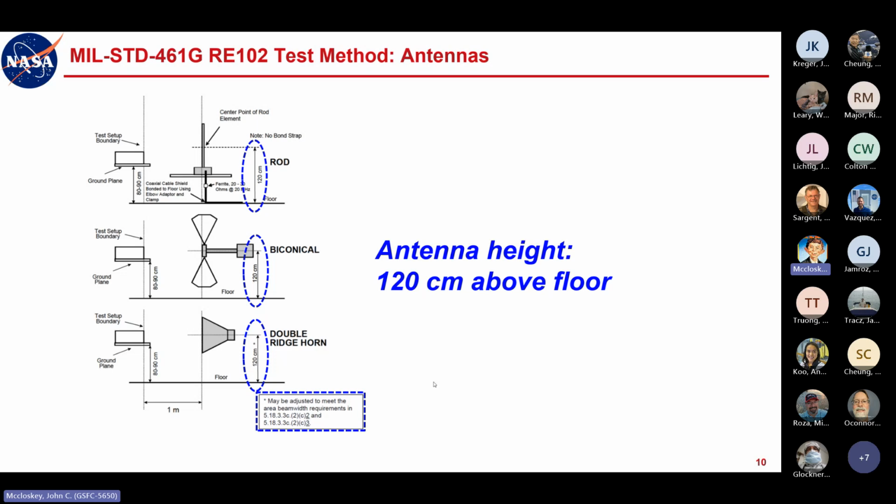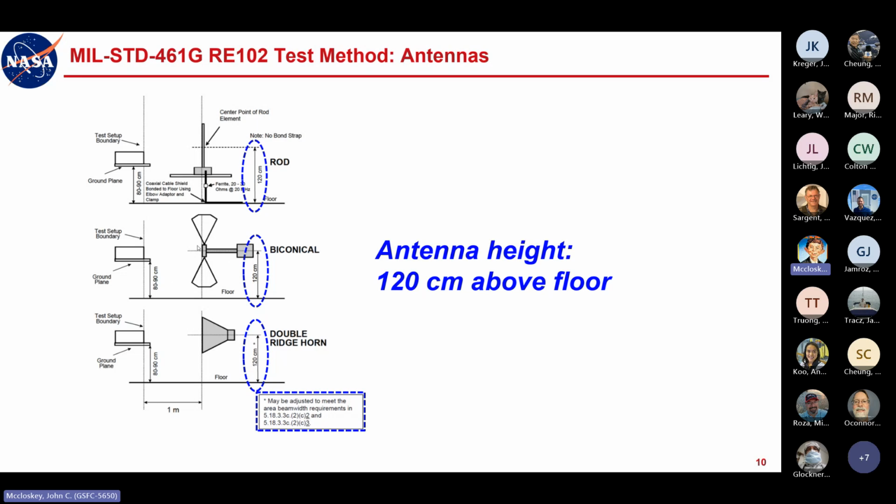But this diagram is right out of the mill standard, and so beyond the 1 meter measurement distance, which we already hit on, the height above the floor is specified as 120 centimeters, 1.2 meters, however you prefer to think of it, but it says 120 centimeters here. And then there's a little note down here: may be adjusted to meet the area beam width requirements in the cited sections of the document there.